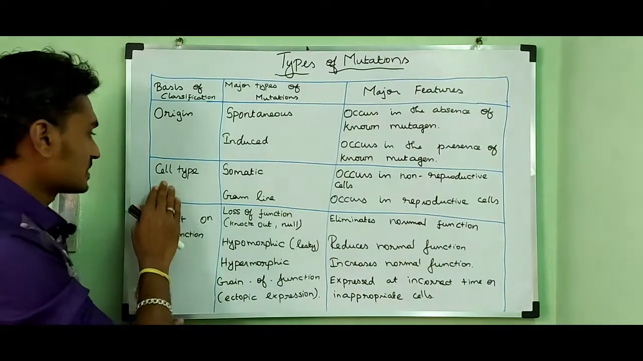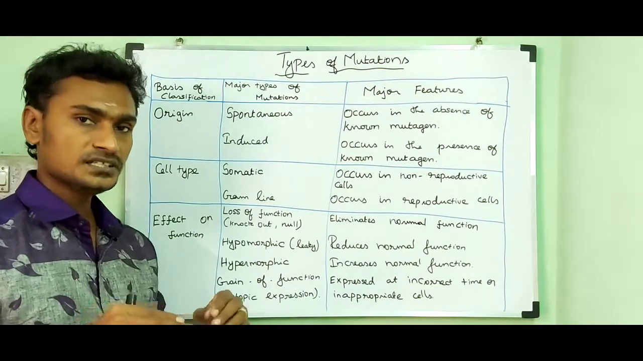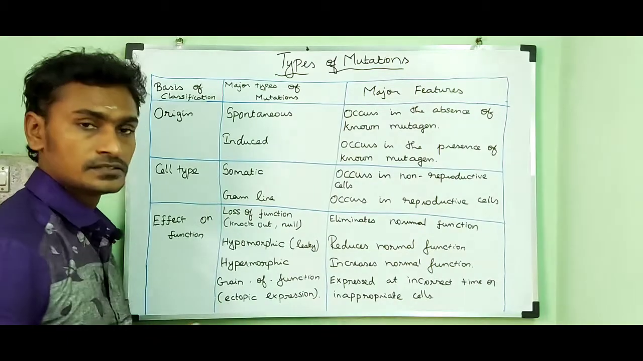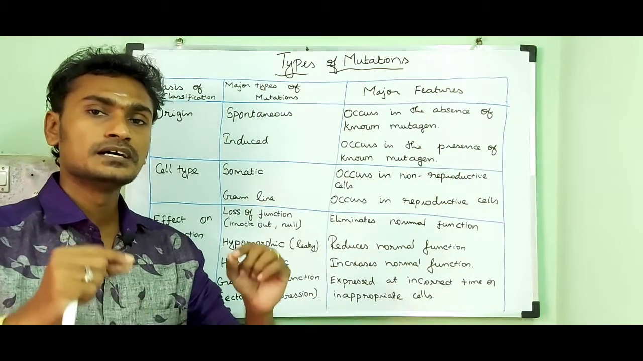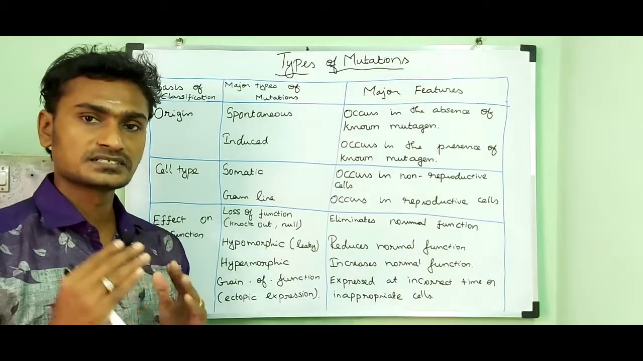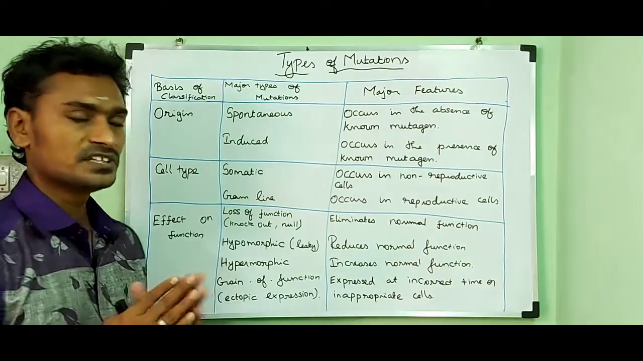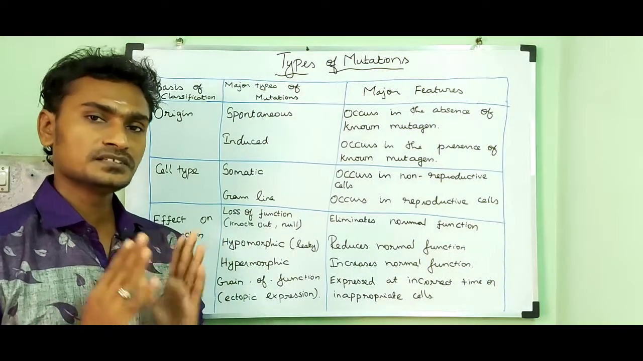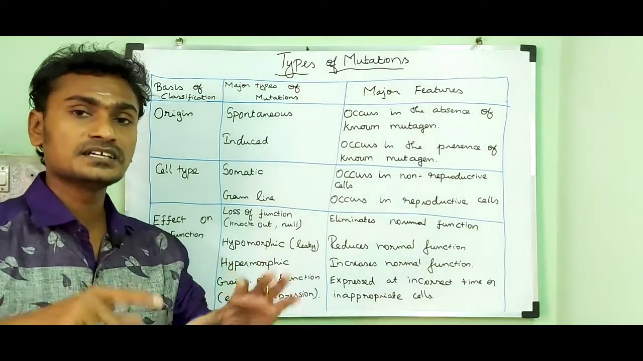Then the second one, cell type. In which type of cell does the mutation take place? So the first one is somatic cell. Somatic cells means the mutation occurs in the body cells, in the non-reproductive cells. That means apart from the reproductive cells, the mutation takes place. So somatic cells means the mutation occurs in the body cells.